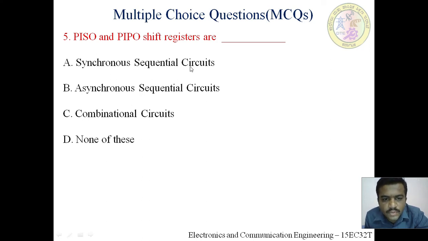Fifth question, PISO and PIPO shift registers are: A, synchronous sequential circuits; B, asynchronous sequential circuits; C, combinational circuits; D, none of these. Parallel in serial out and parallel in parallel out shift registers are synchronous sequential circuits because the flip-flops in these shift registers are triggered using the same clock pulse and also they have memory. Hence, they are synchronous as well as sequential. The answer for this question is A, synchronous sequential circuits.